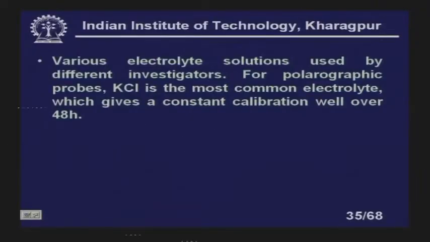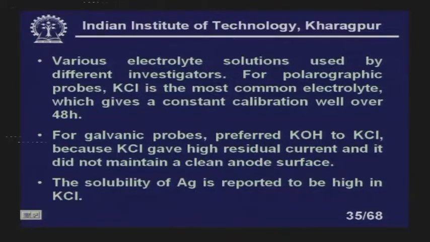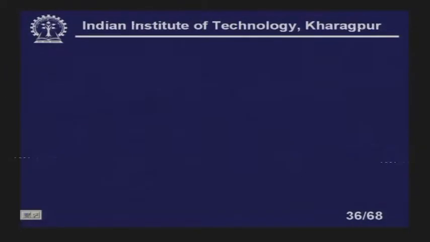Various electrolyte solutions are used by different investigators. For polarographic probes, potassium chloride is the most common electrolyte, which gives a constant calibration well over 48 hours, which is quite okay for many applications. For galvanic probes, potassium hydroxide is preferred over potassium chloride, because potassium chloride gave a high residual current and did not maintain a clean anode surface. The solubility of silver is reported to be high in KCl solution.